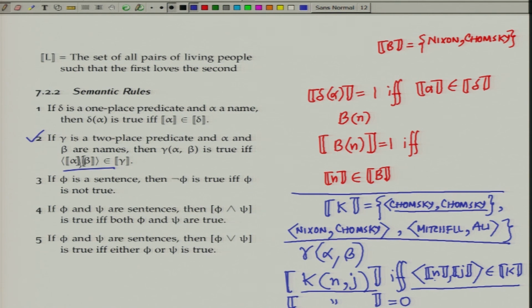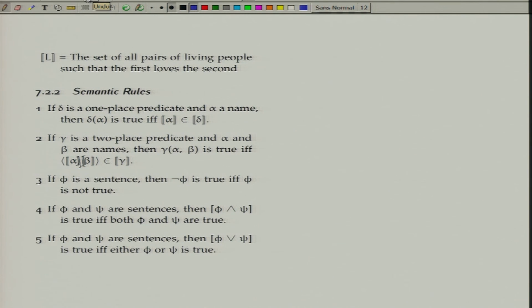So, now we go to the logical connectives, and we shall see what happens. Now, we are at the level of logical connectives, and then we will see how sentences would make sense now.